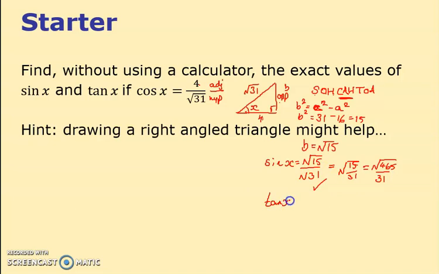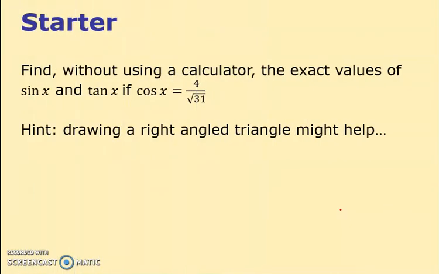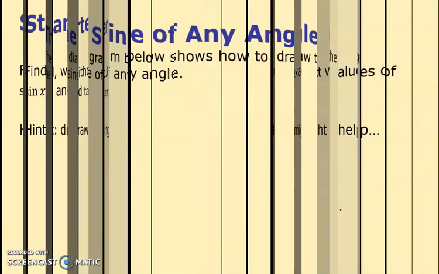Tan x, what have I got for tan x? Well, tan x is opposite over adjacent. What was the opposite? Oh, is that what I found first of all? Opposite over adjacent. Oh, right, I nearly made a mistake there. It's root 15 over 4. Or again, you could write that as a quarter of root 15. Some people prefer it like that. So there you go, that's the answers.